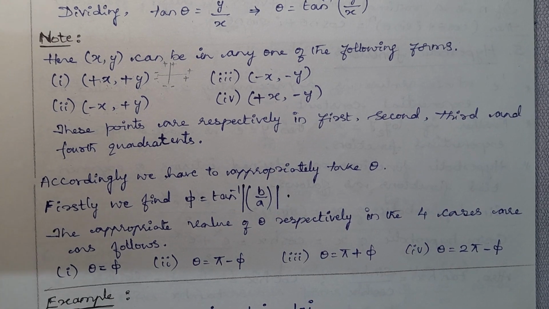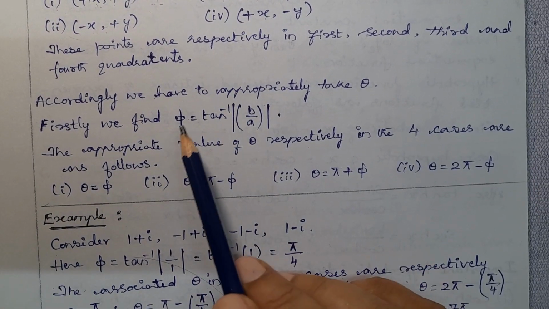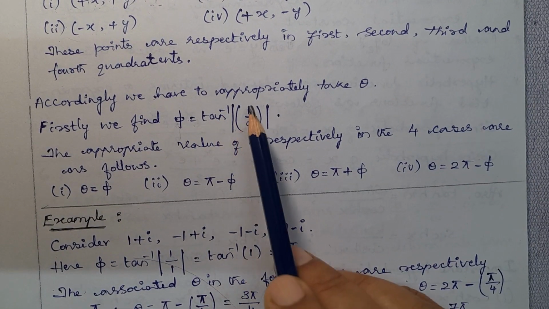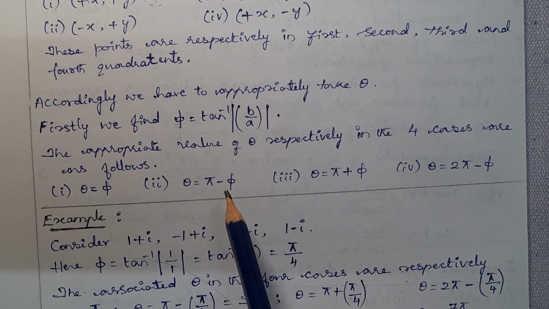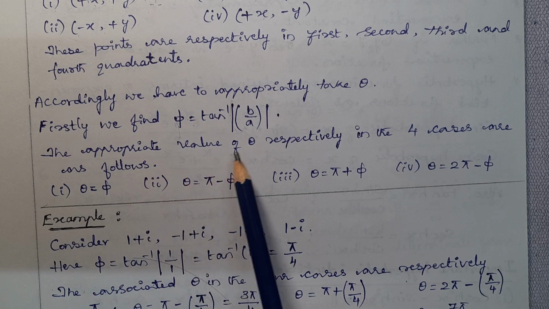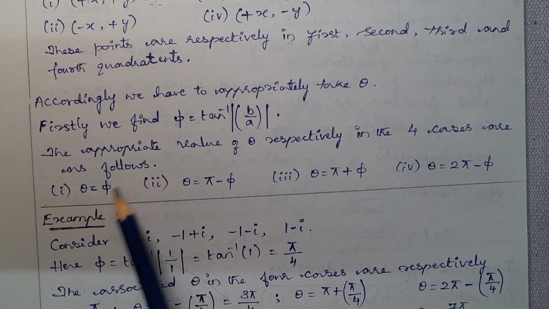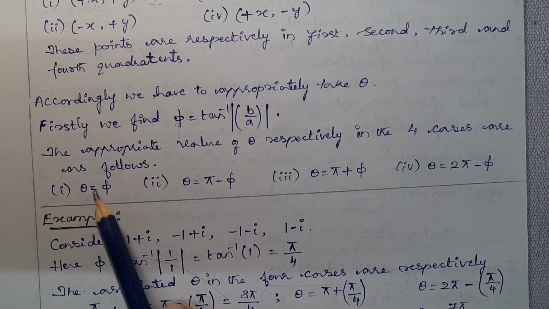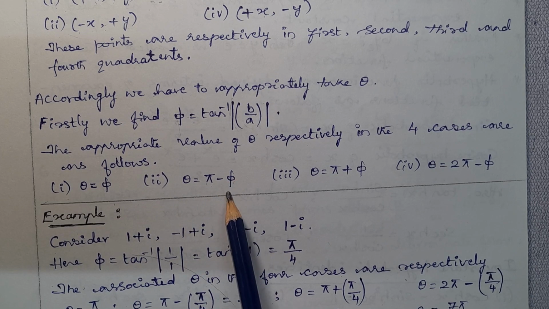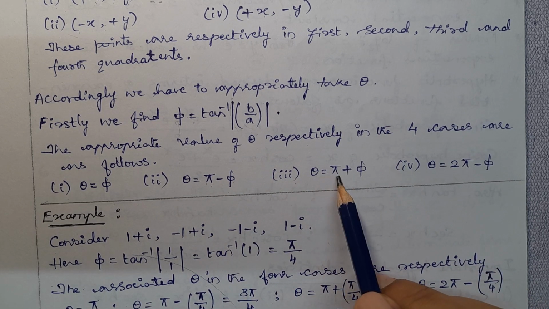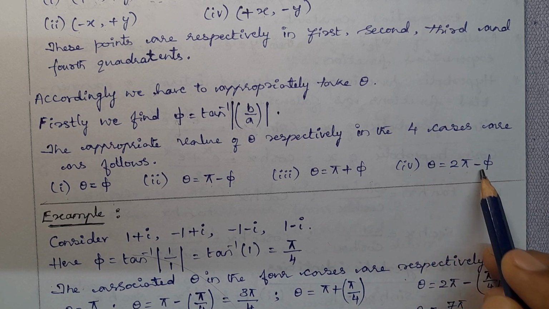Accordingly, we have to appropriately take theta. Firstly, we find phi equal to tan inverse of mod of b by a. The appropriate value of theta respectively in the four cases are as follows. The first one, theta equal to phi. Second one, theta equal to pi minus phi. Then third one, theta equal to pi plus phi. Fourth one, theta equal to 2 pi minus phi.